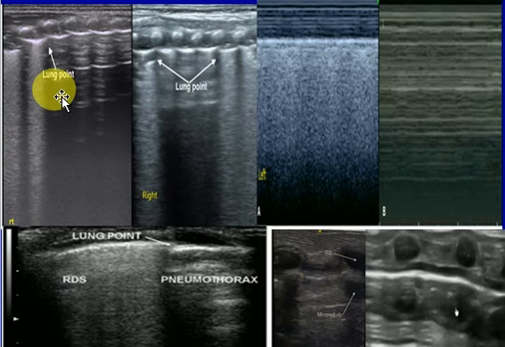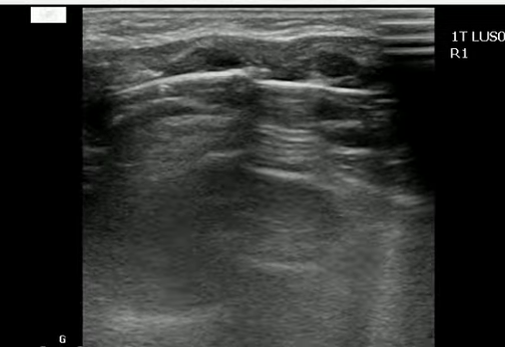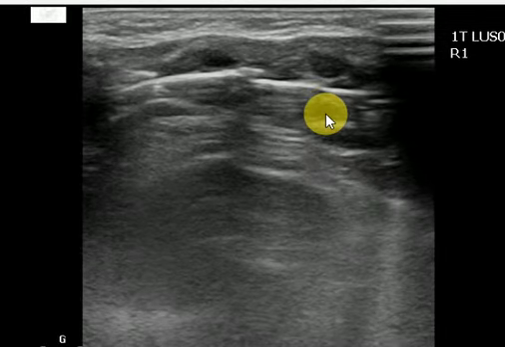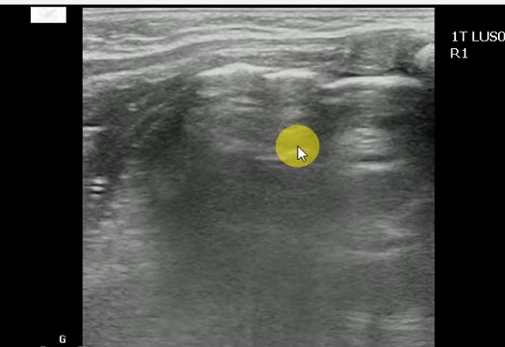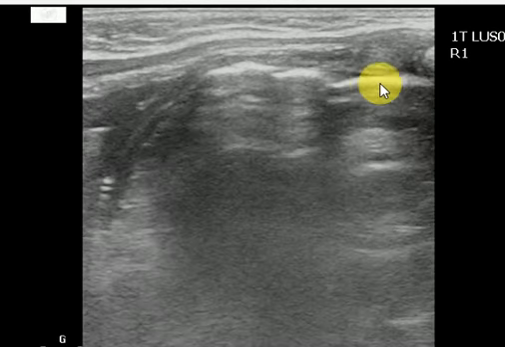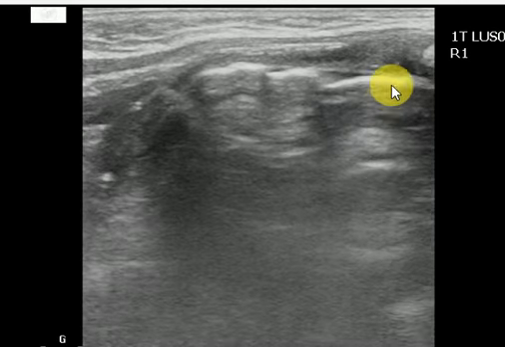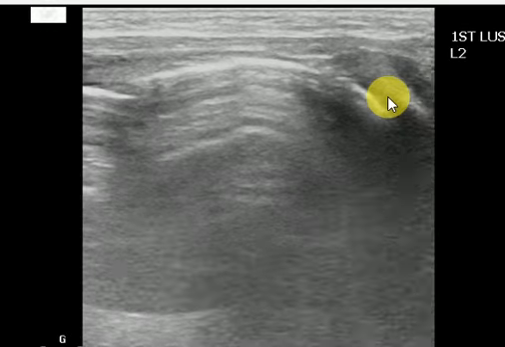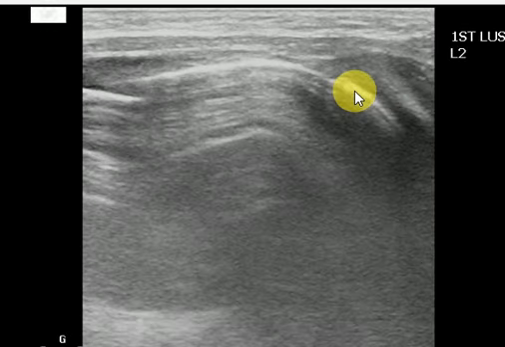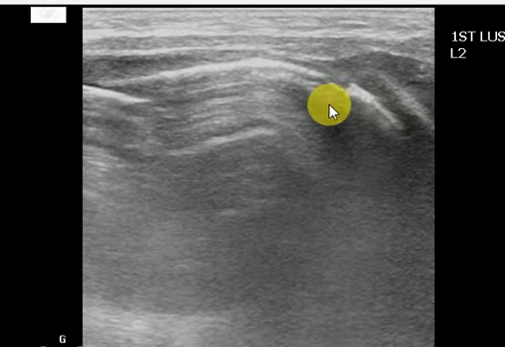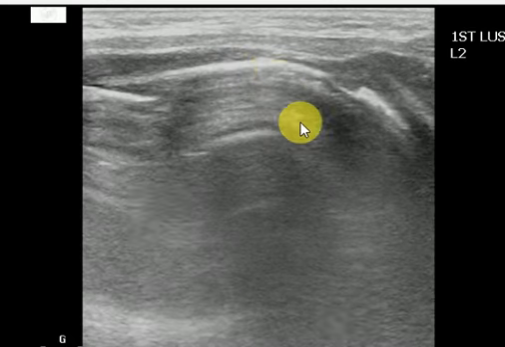This is the area of air. This is pneumothorax, and this is normal lung. This is the lung point. See here, there is no lung sliding. This is a lung point. See, this is lung sliding, this is static, no lung sliding.